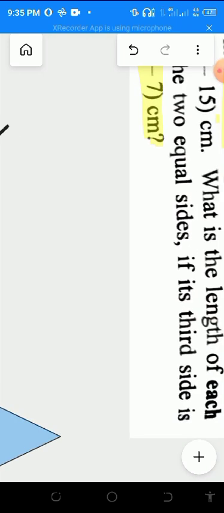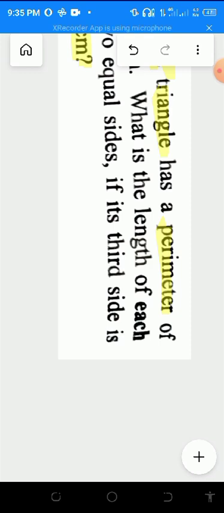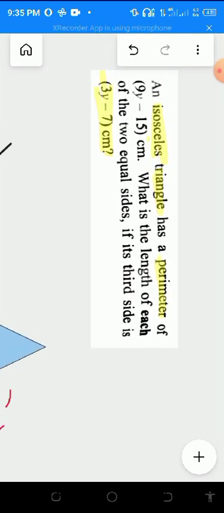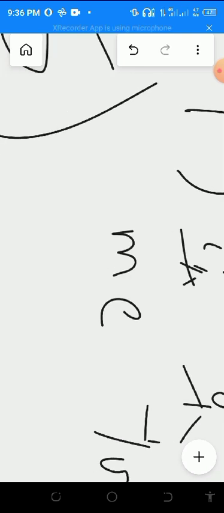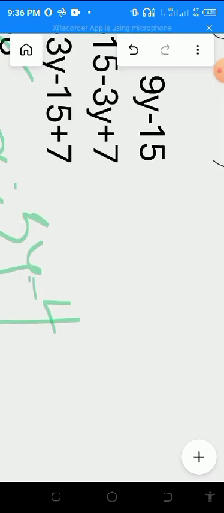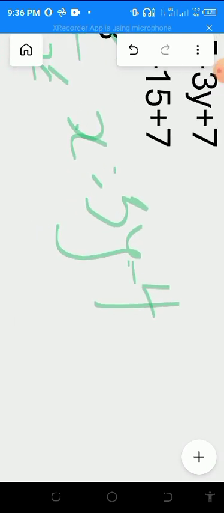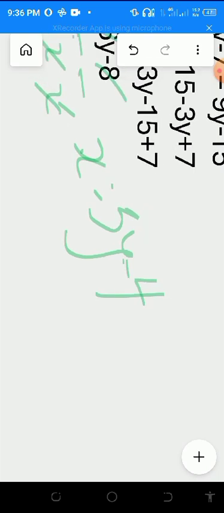Each is being highlighted in bold here, right? So this bold, the length of each of the two equal sides, and then we use x to represent. Of course, we've answered the question by saying that our length here is going to be equal to 3y minus 4.